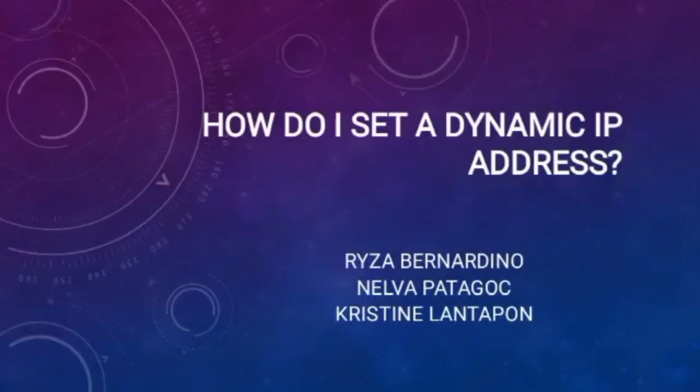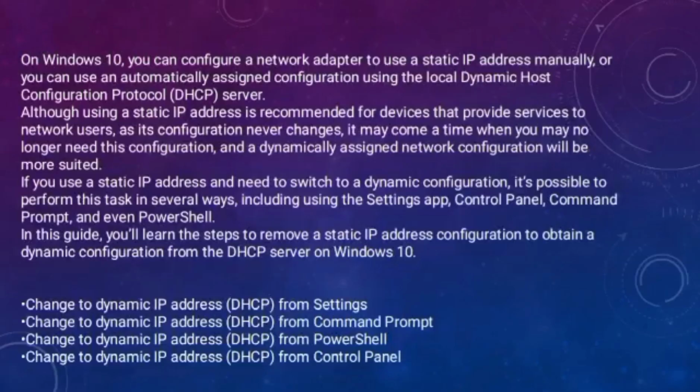Good morning. Now, let us discuss how do I set a dynamic IP address. On Windows 10, you can configure a network adapter to use a static IP address manually, or you can use an automatically assigned configuration using a local Dynamic Host Configuration Protocol or DHCP server.